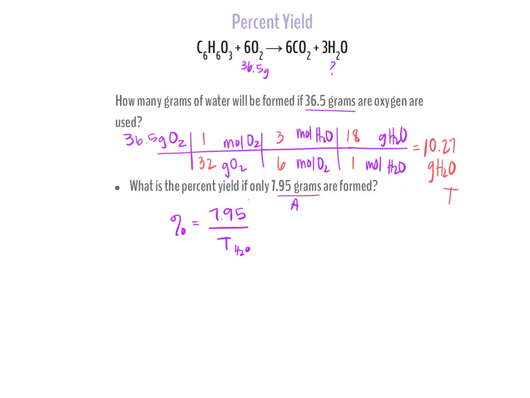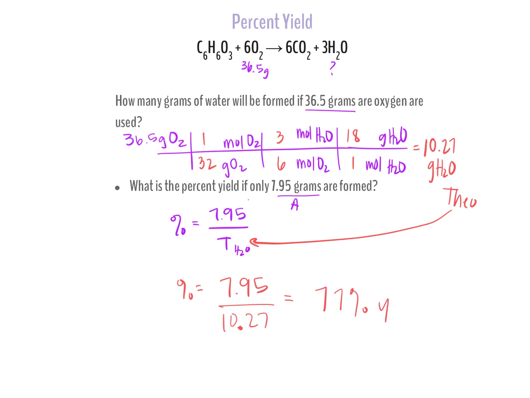This is my theoretical yield, and so it's going to come down here into my equation. So I'll say the percent yield is 7.95 divided by 10.27. That's going to give me a decimal of some sort. And so that gives me about 77% yield. Is this all this is? That's it.